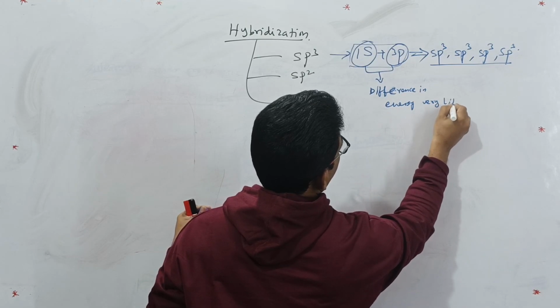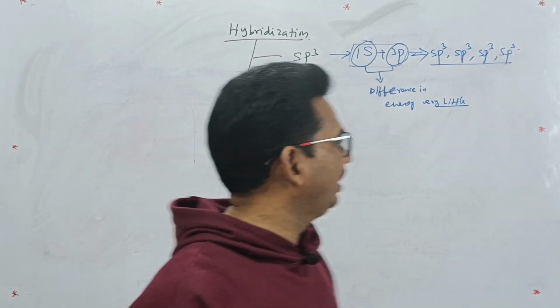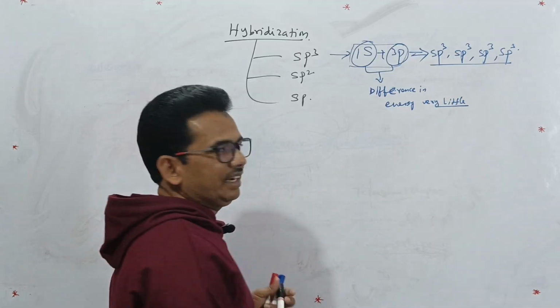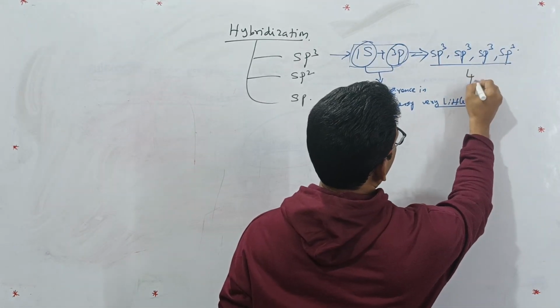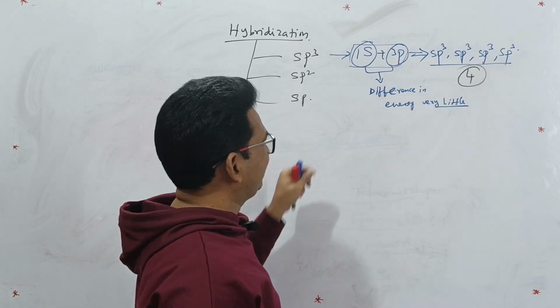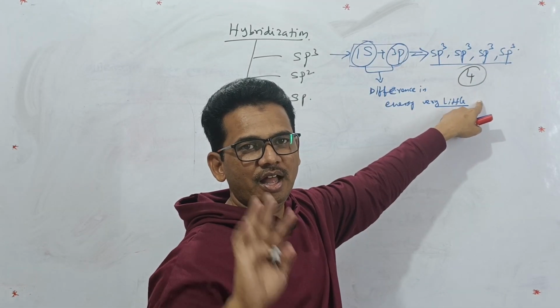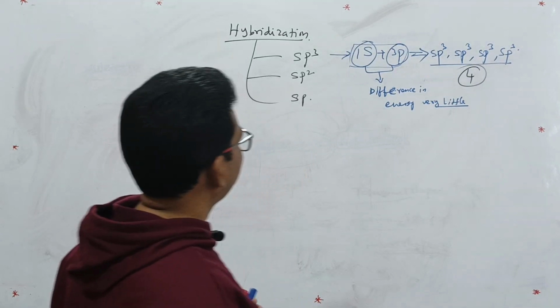Very little, or sometimes equal. Then only they are going to produce a set of new equivalent orbitals. In total, how many orbitals are going to be produced? 4, because here it is 1s and 3p. That's why it is producing 4 new equivalent orbitals.